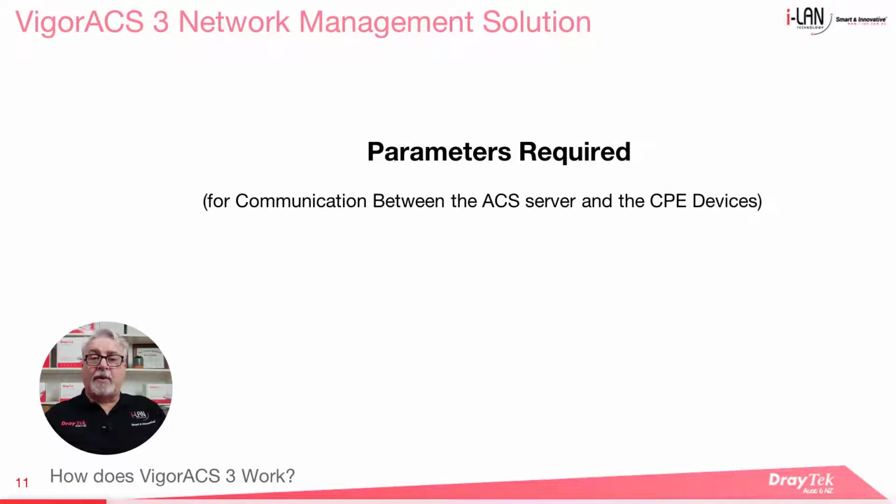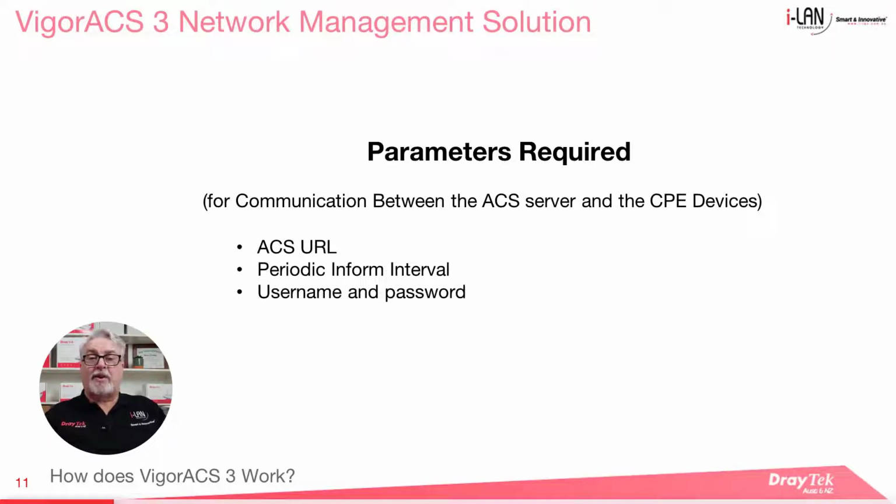There's several parameters required for communication between the ACS server and the CPE devices. These are ACS URL, this is the internet address of the ACS server. Periodic inform interval, this is the time period before the CPE device contacts the ACS server. Username and password, this is used to authenticate the CPE device on the ACS server.